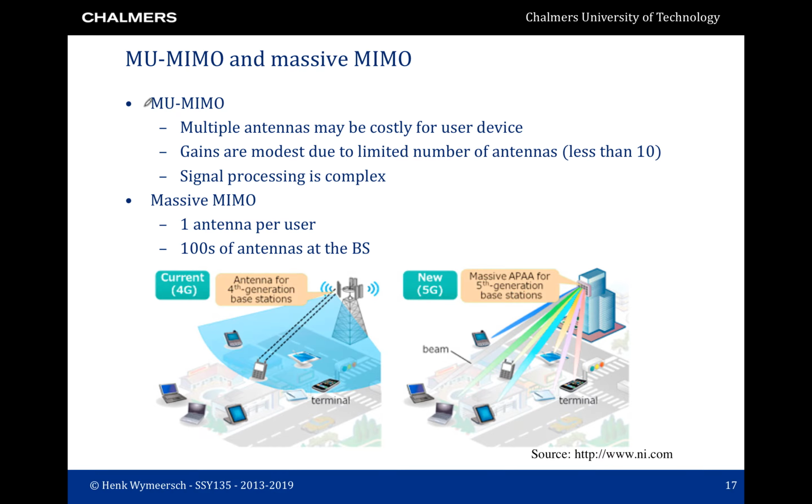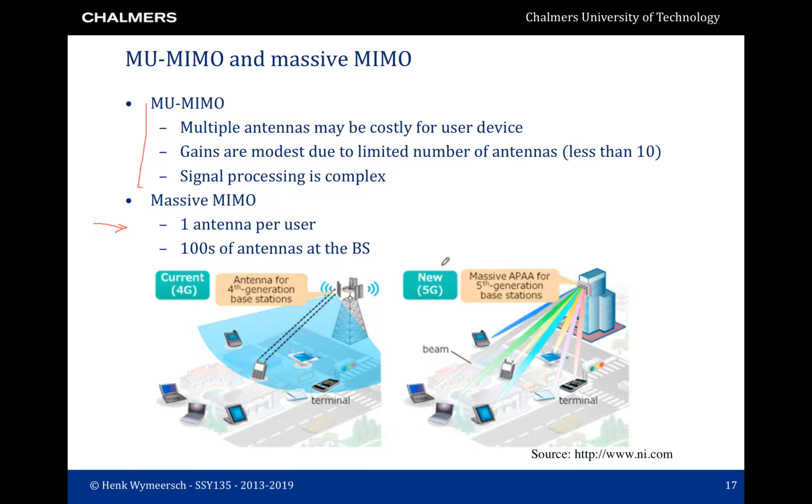While multi-user MIMO is beautiful in theory, it never worked out in practice. The reason is that to have many antennas on a mobile device is very costly. Also, when we only have very few antennas, say less than 10, the gains are relatively modest. Also, the signal processing is complex, mainly at the base station. On the other hand, when we look at an extreme case of massive MIMO, we will have one antenna per user and a very large number of antennas at the base station.